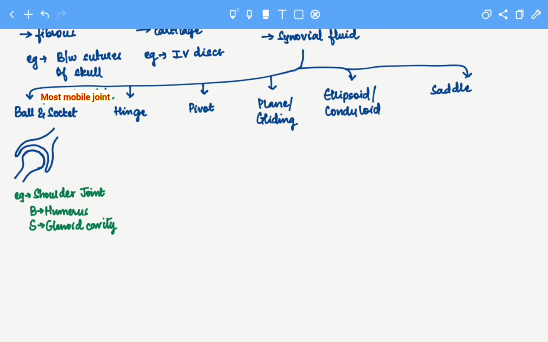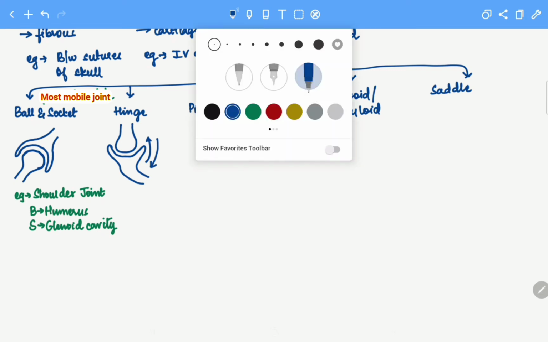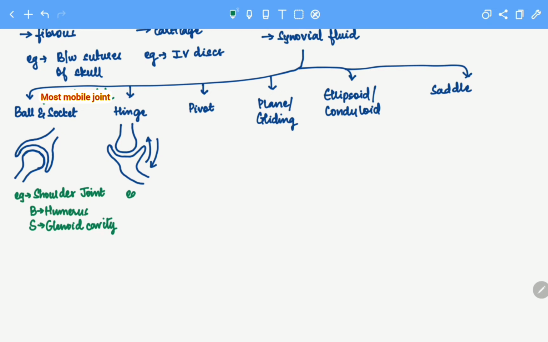Now we move to the hinge joint. So a hinge joint is expected to open and close in one plane. So let's draw the hinge joint. A hinge joint looks something like this. Hinge joint is expected to close as well as open in just one plane. An example of the hinge joint will be the elbow joint. The elbow joint is between the humerus and ulna.